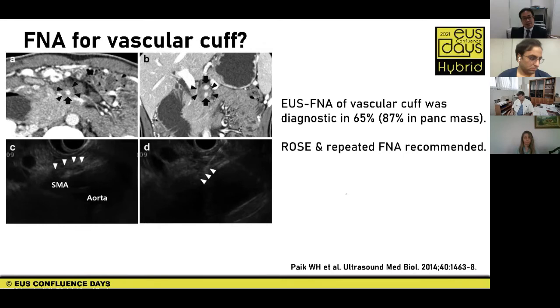And if we find this kind of vascular invasion on CT scan, we can also perform FNA because EUS has a very good spatial resolution. We can avoid puncturing the vessels, and we can target this tiny soft tissue around the vessels. In this Korean study, they reported EUS-FNA can diagnose about 65% of the vascular cuff, this soft tissue around the vascular region. And they recommend slow or repeated FNA to have a high diagnostic yield.